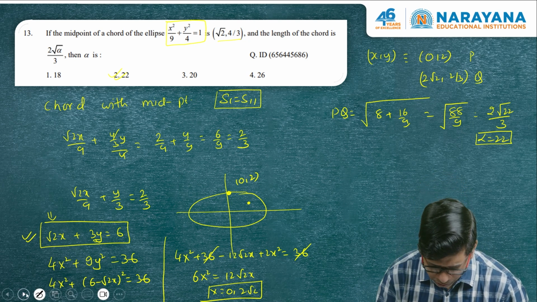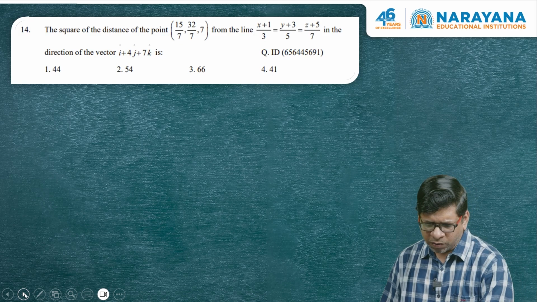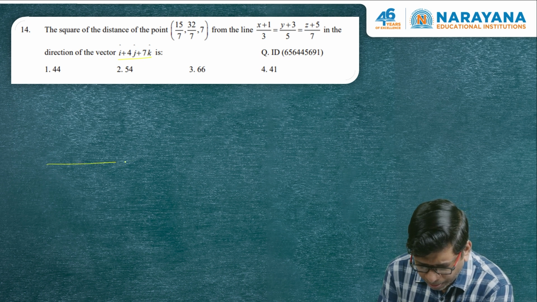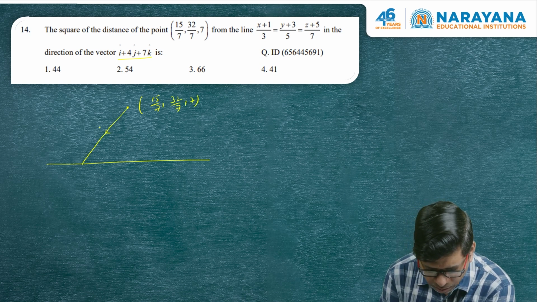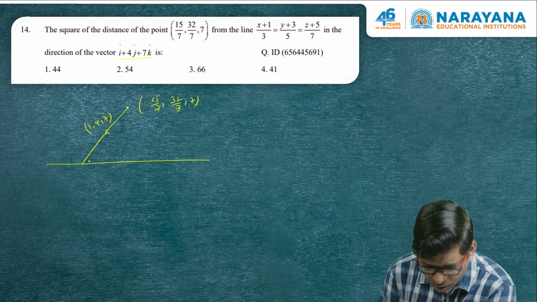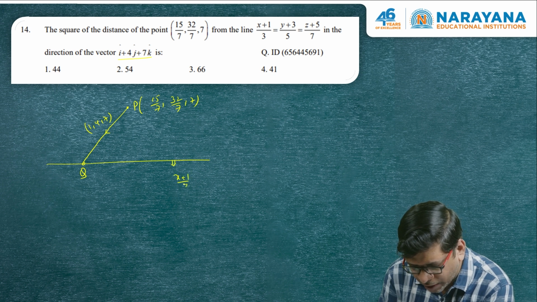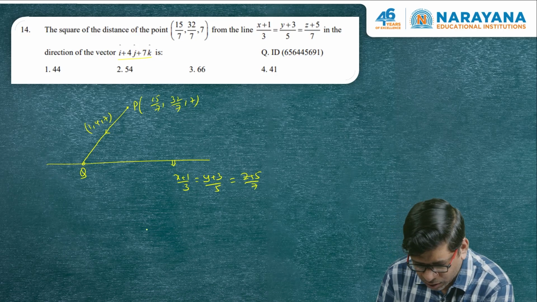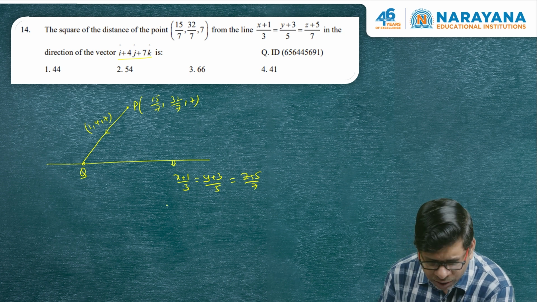Next question: the square of the distance of the point from the line. Regular model questions from 3D geometry. Distance of the point from a line in this direction. The point is given: 15 by 7, 32 by 7, 7. In the direction means this is the direction ratio of the line. If this point is Q, where Q lies on the line (x plus 1) by 3, (y plus 3) by 5 equals (z plus 5) by 7, we need the distance PQ. So we can take Q as a general point on the given line.